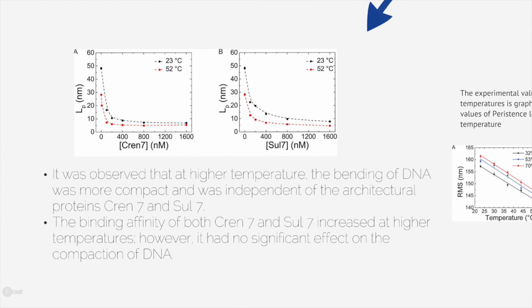The next set of findings is in regard to the architectural proteins Cren7 and Sul7. They found that increased flexibility at higher temperatures led to greater affinity between DNA and these proteins. However, compaction of DNA at higher temperatures was independent of these proteins. Thus, as DNA gets more flexible, it seems to not require the architectural proteins Cren7 and Sul7 as much.